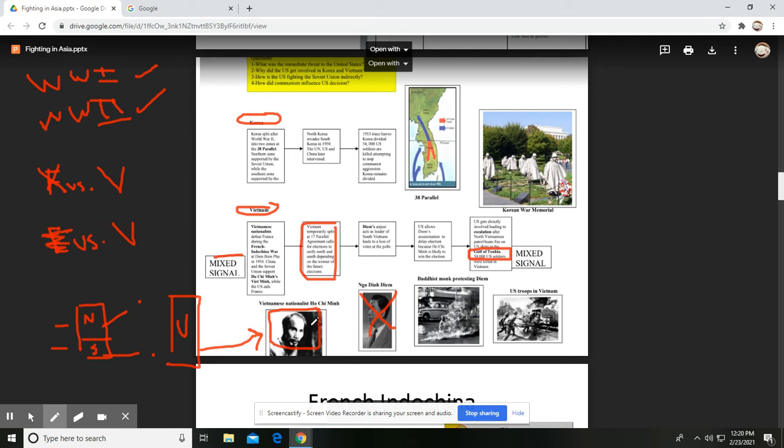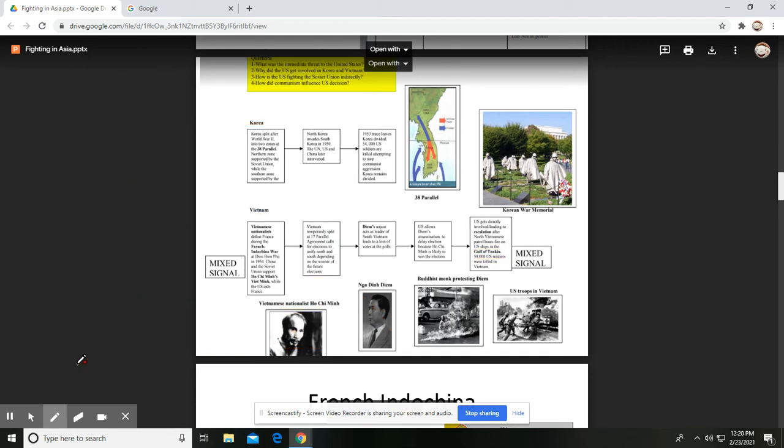So the North, led by this individual, were communists. The South, supported by the United States, were the capitalist side. So it's a little different from Korea, because in Korea, the issue is that North Korea invades, which prompts the United Nations to get involved, whereas with Vietnam, they're supposed to have an election between these two individuals after Vietnam defeated France, but that never takes place.